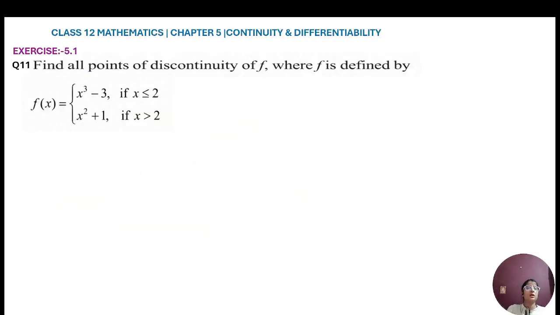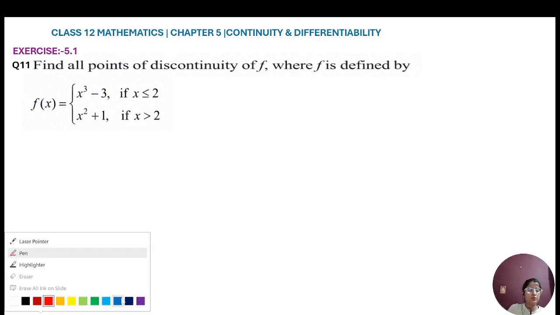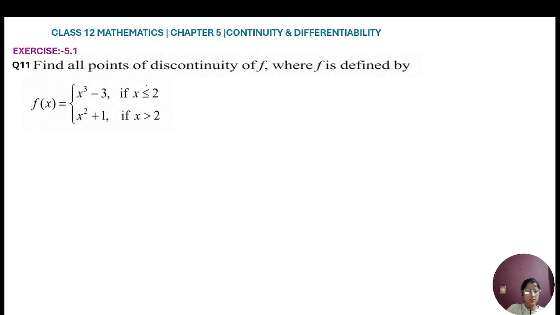Okay. Now the next question is question number 11. Here also we have to do the same thing. We have to find the points of discontinuity of this function f. So our f is defined like this. Here also the function is divided: for x less than 2 it is one function, for x greater than 2 it is another function. It's just the same as what we did in question number 10, only the function is changed.